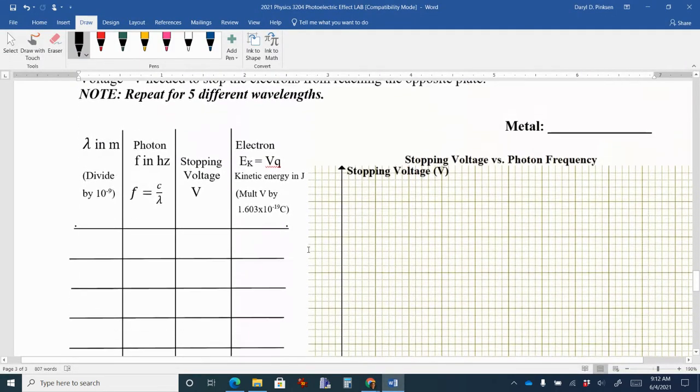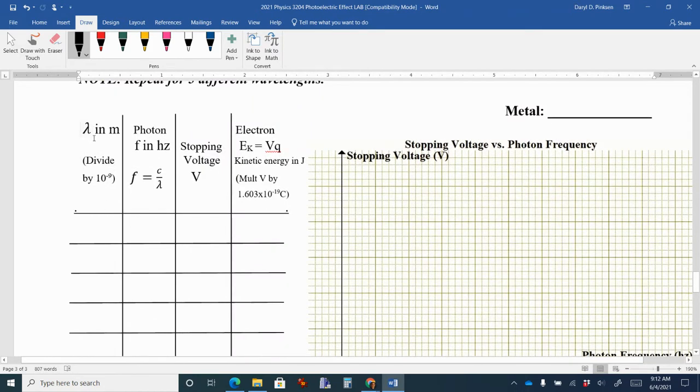Over here on the lab, I have a table. I want you to collect 5 different wavelengths that cause the photoelectric effect. The first one that I got was 210 nanometers. When I convert that into meters, it's 2.10 times 10 to the minus 7 meters. You divide it by 10 to the negative 9.